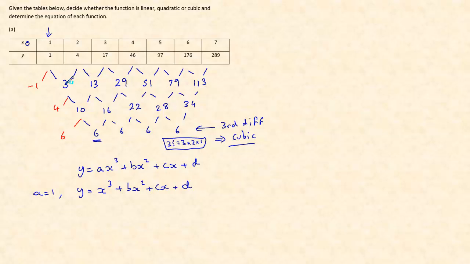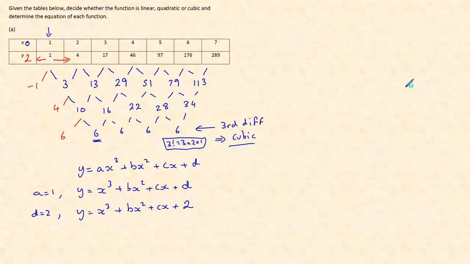Now note, with the difference being 3 and going in this direction, we've added 3 on. But this time we're going this way, and that means whatever here had to have 1 subtracted from it to get to 1. So this needs to be 2. 2 take away 1 gives us 1. And that tells us d is 2. So y is going to be x cubed plus bx squared plus cx plus 2.